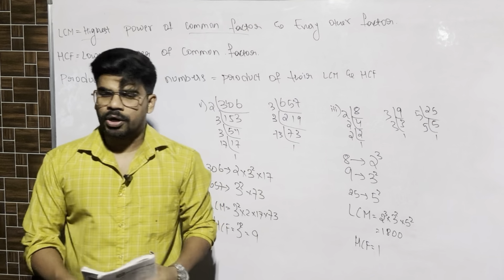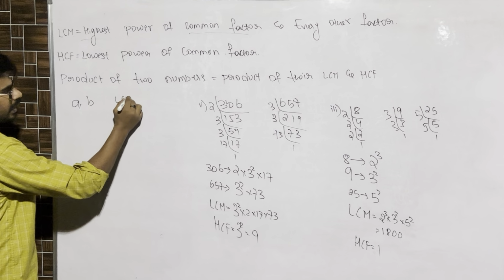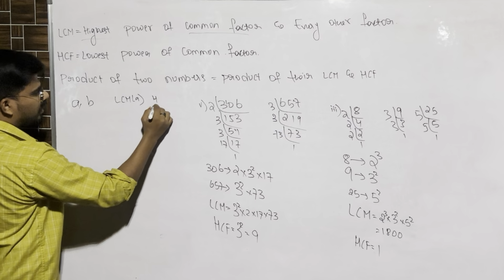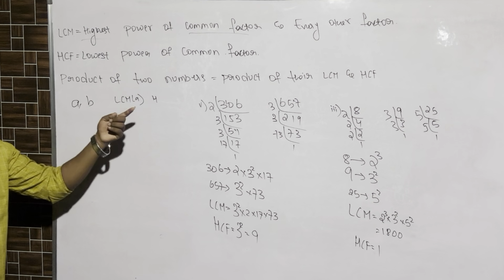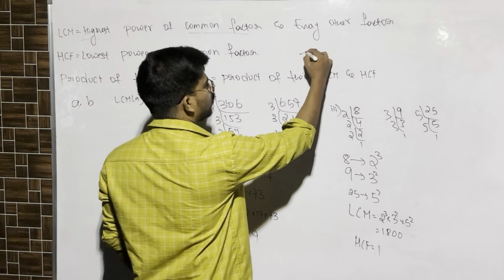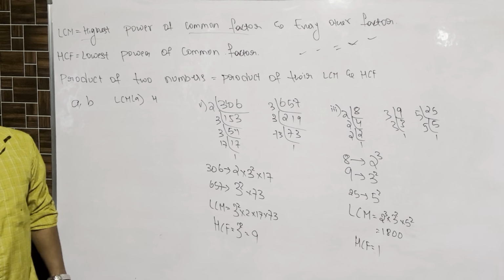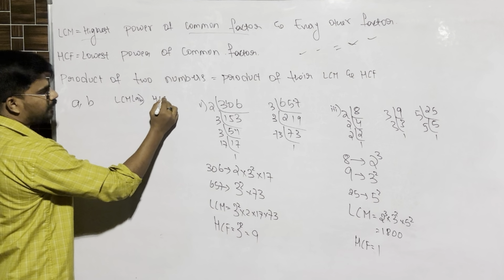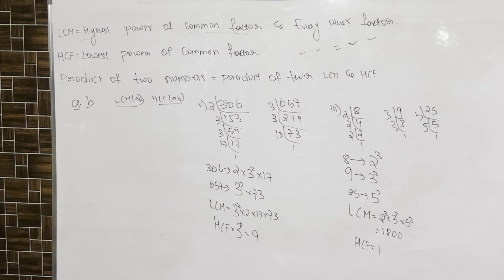For example, A and B are two numbers. A is a certain number, B is a certain number. Then we have the LCM of A and B, and the HCF of A and B. So if any two numbers are taken, there are four pieces of information: the two numbers A and B, and their LCM and HCF. Among these four values, any three will be given.